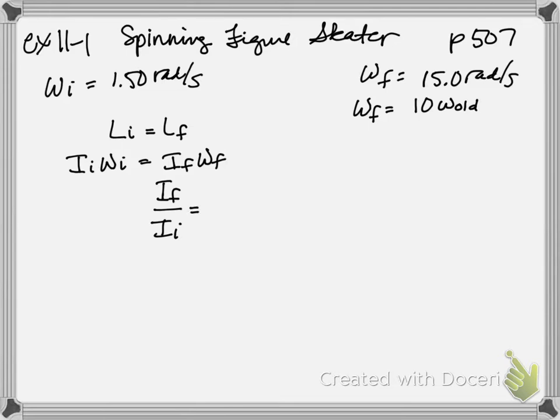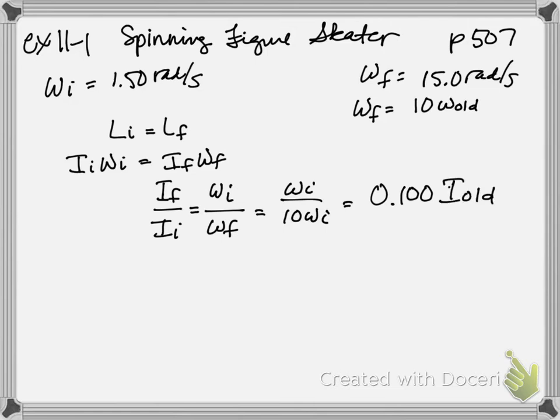We just do some fancy algebra and we get initial omega over final omega, and we know that we have an initial omega over 10 initial omega. This is kind of a different way of having the factor of change problem, but if you're familiar with these, you should get the gist here. So we have 0.100, all right? The new rotational inertia is 0.100 of the old rotational inertia.